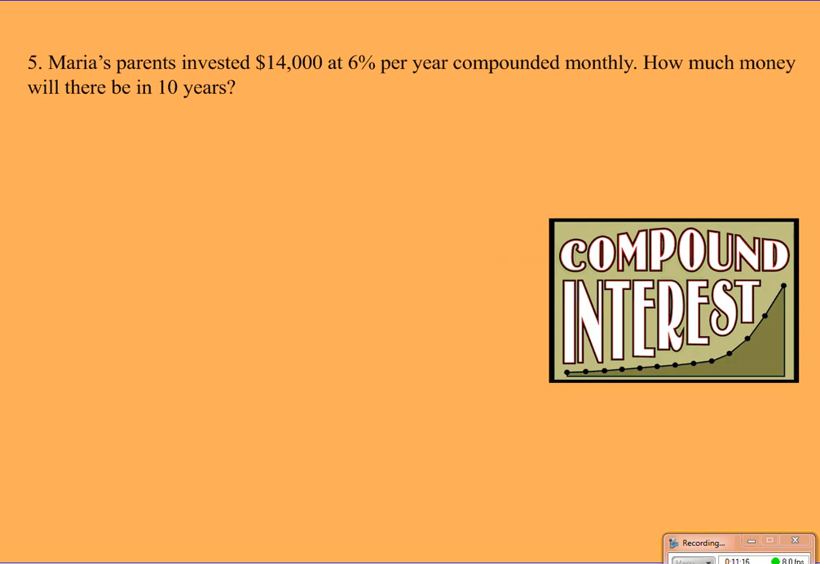So Maria's parents invested $14,000 at 6% per year, compounded monthly. How much money will there be in 10 years? So your principal is going to be $14,000. The rate as a decimal is going to be 0.06. All right, it's compounded monthly. All right, so the number of times is going to be 12 per year, and your time is going to be 10 years.